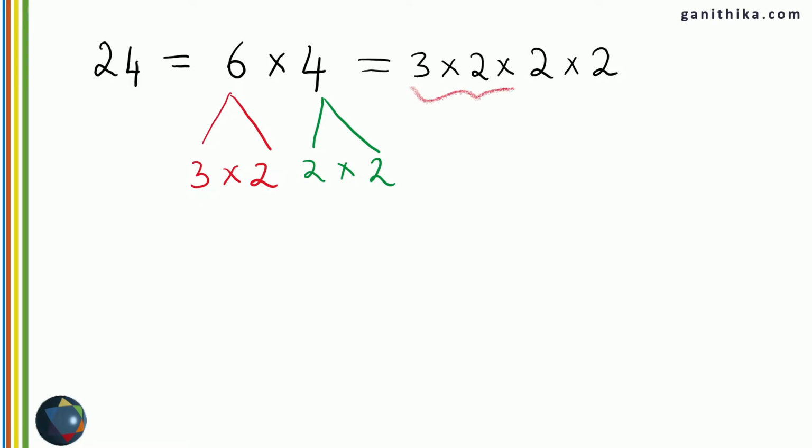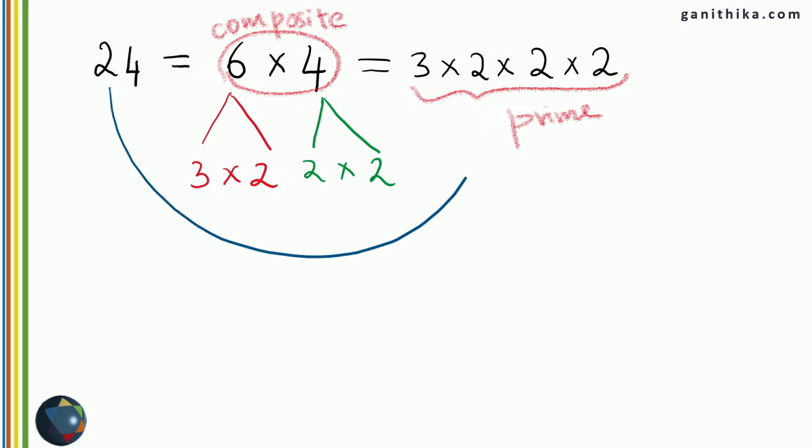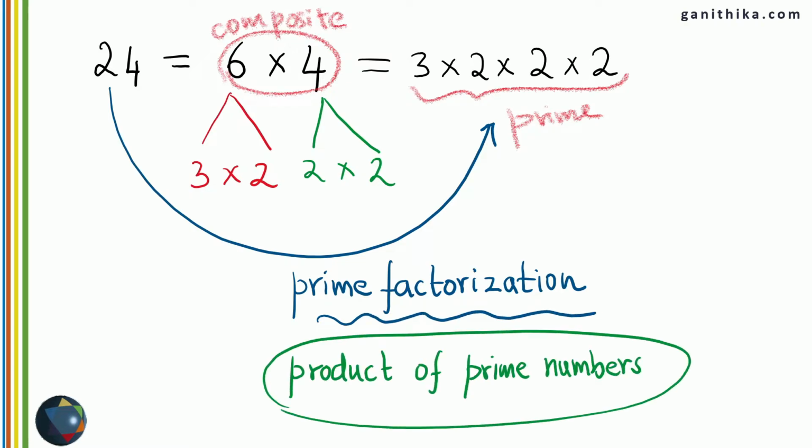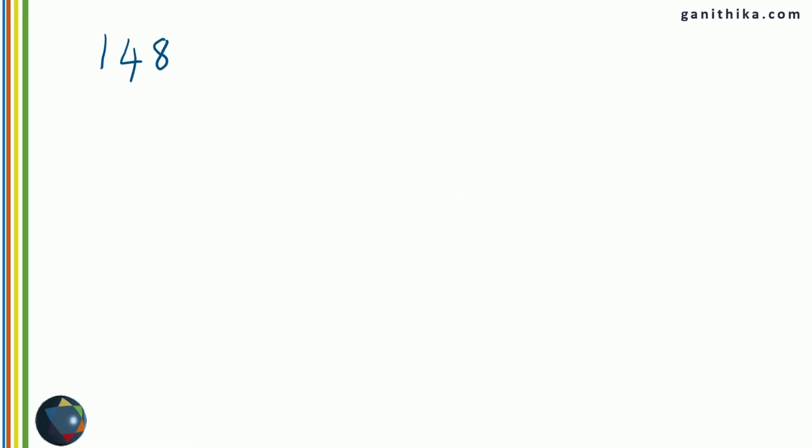So you can see that all these numbers are prime numbers. 3 and 2 are prime numbers. When I write 24 as 6 times 4, I am expressing 24 as a product of composite numbers. And when I write 24 as 3 times 2 times 2 times 2, I am expressing 24 as a product of prime numbers. This is called prime factorization, which in other words is writing a number as a product of prime numbers. So if you can write 148 as a product of prime numbers, you are prime factorizing 148.